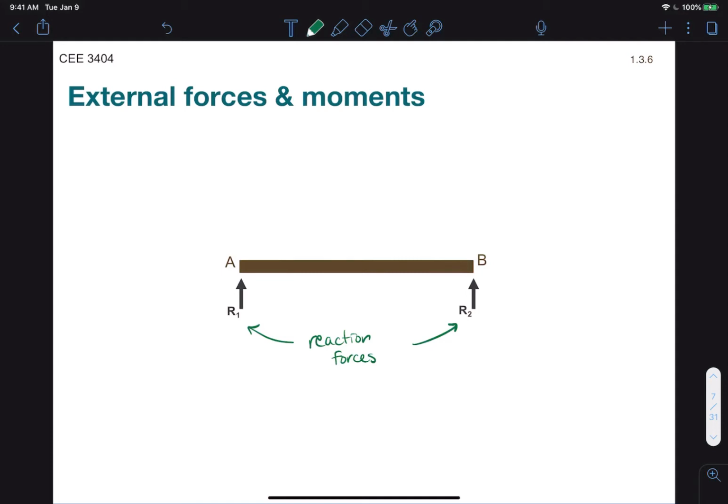We also have applied loads, which are applied directly to the beam. These can be point loads, which we usually denote with the variable p, and they can be point moments, which we denote with m. Now, the applied loads have fixed values, or assigned values, whereas the reaction forces simply change to preserve the static equilibrium condition. So they will try to cancel out the applied loads.